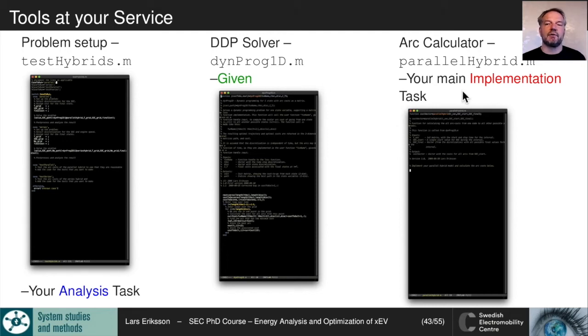Your main implementation will be in the arc calculator, where you will have your main task. This program will ask you what are the arc costs for going from one point to the other points. So you will have to do the computation. This one will keep track of the optimal behavior and the optimal cost to go, but you have to provide the values that this one can integrate and use to find the best path. So we will look into how this one is implemented.